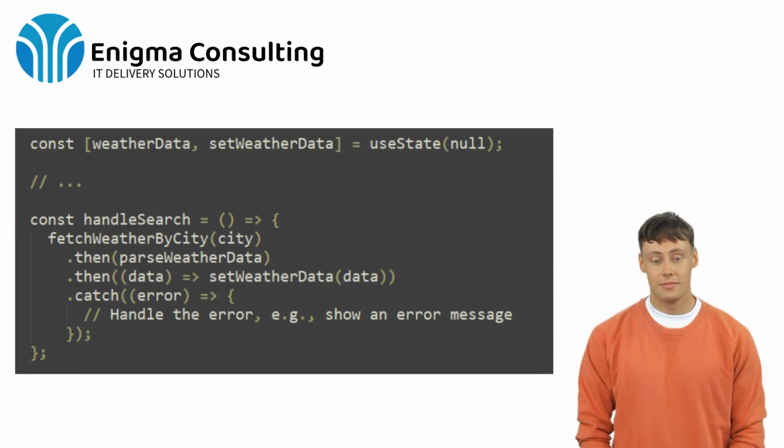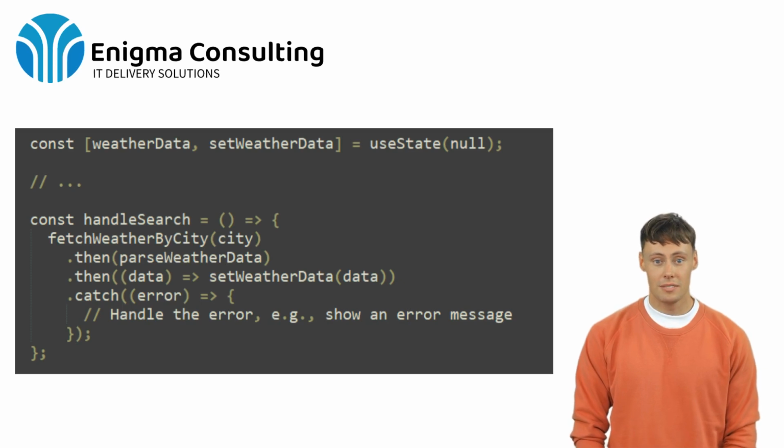Parsing the data. Parsing the data into a well-defined structure makes it easier to work with throughout your app. It allows you to isolate the logic for extracting the data you need, making your code more maintainable. Error handling. Proper error handling ensures that your app can gracefully handle situations where the weather data might not be available, such as if the user enters an invalid city name or if there's an issue with the weather API.